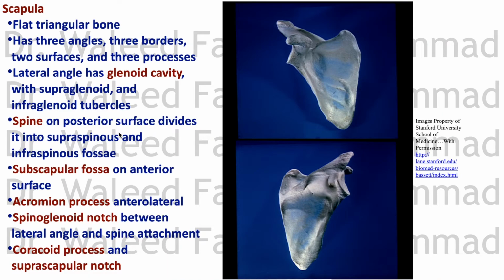Now, the borders of the scapula: there is a medial border, and a lateral border, which is called the axillary border. This is the medial border, this is the vertebral border, and the superior border, and you can see the suprascapular notch on the superior border of the scapula for the suprascapular nerve, and the suprascapular ligament that bridges the notch.